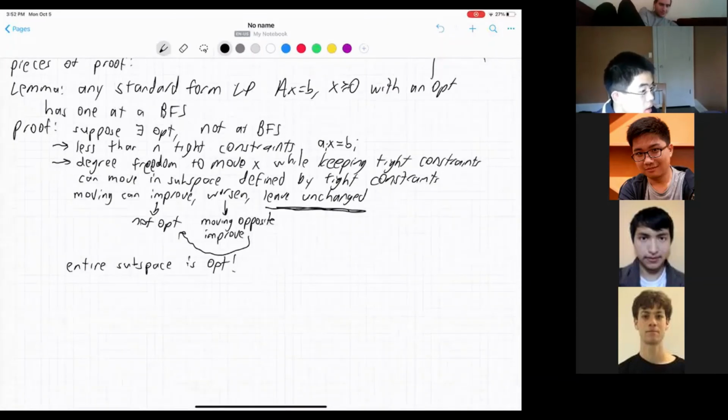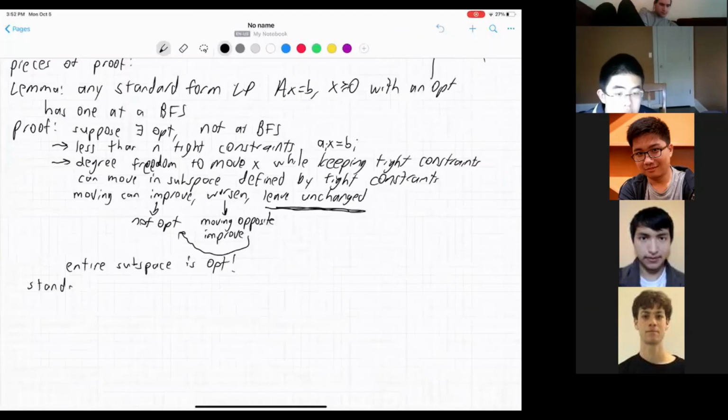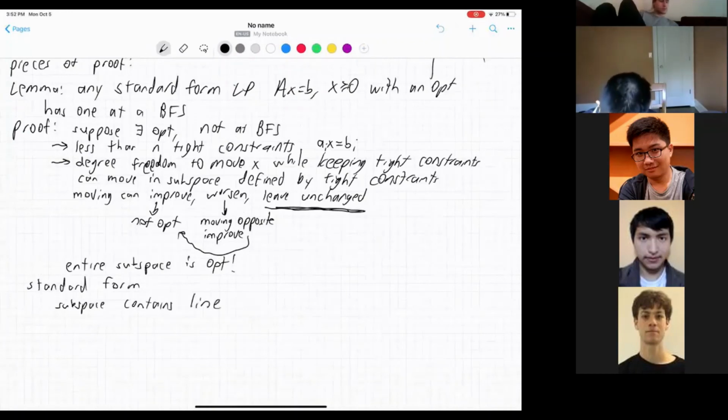Now, in a general polytope, it is possible to have an entirely optimum subspace and no optimum at a basic feasible solution. But now it's where I'm going to use the fact that we're in standard form. And this is why practitioners like standard form. Theoreticians like canonical form because it's very pretty, but practitioners like standard form because of this fact, which makes it useful. My subspace contains a line, because that's just a smaller subspace, through my current x.